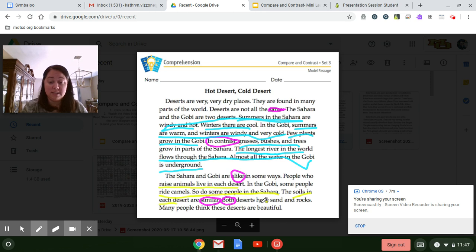And some have sand. They both have sand and rocks. So here we go. You can see right here, the first paragraph identifies a lot of the differences between the two deserts, and the second paragraph identifies a lot of the similarities. So now what we're going to do is move to our Google slide presentation.